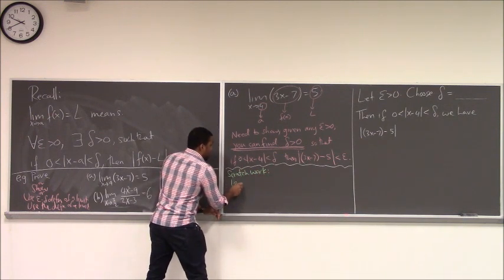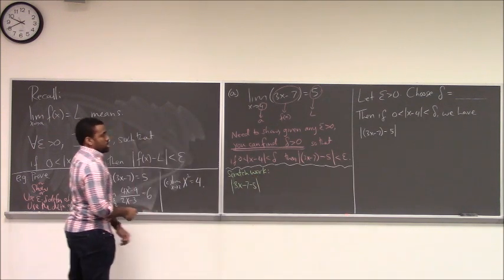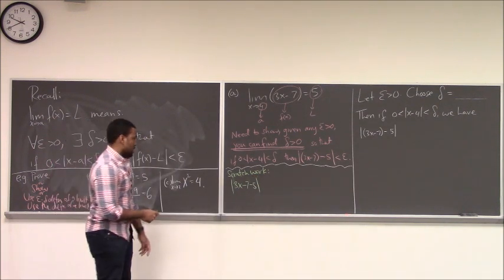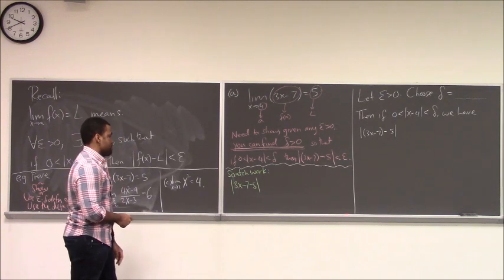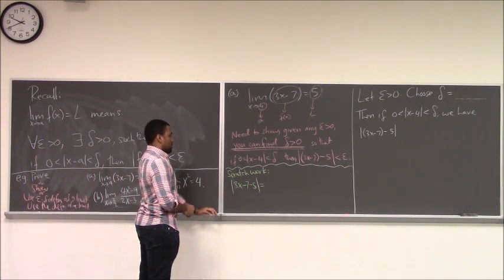So we have 3x minus 7 minus 5. I want that to be less than epsilon. So we can start simplifying. What is that? 3x minus 7 minus 5 is what?